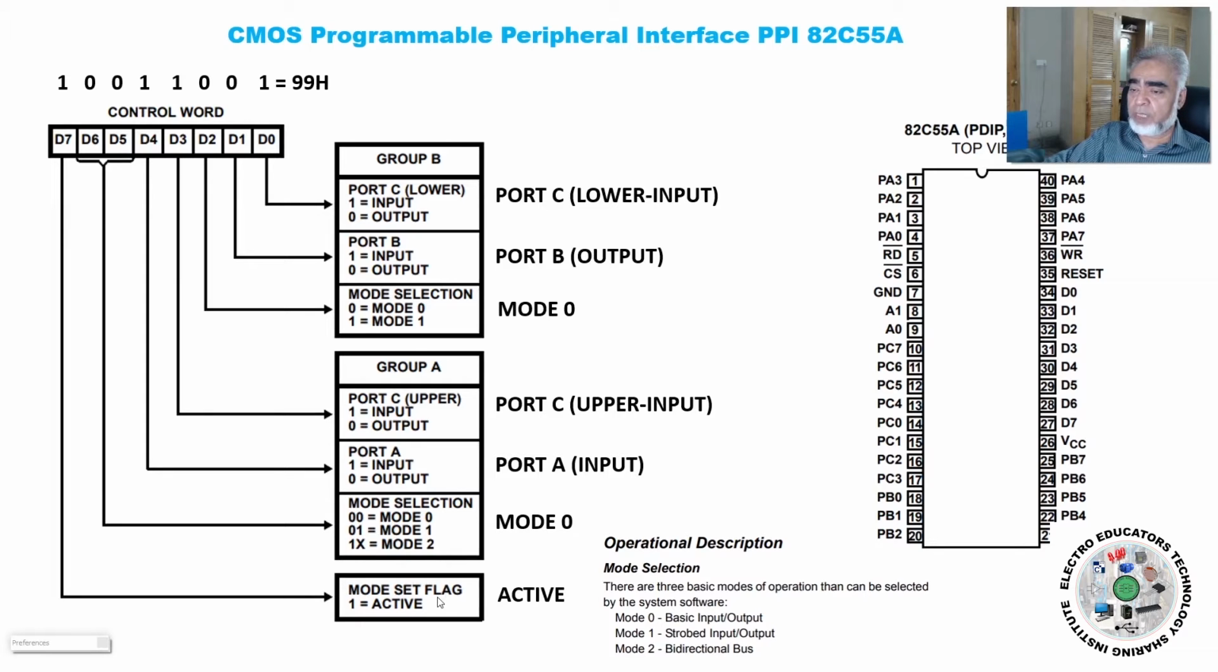And for the bit D7, here we can find the mode select flag. If this bit D7 is set as 1, then the device will be active, and if this bit is 0, then the device will be deactivated. And here we can find a control word for the control word register. D7 is 1, it means the device is active.